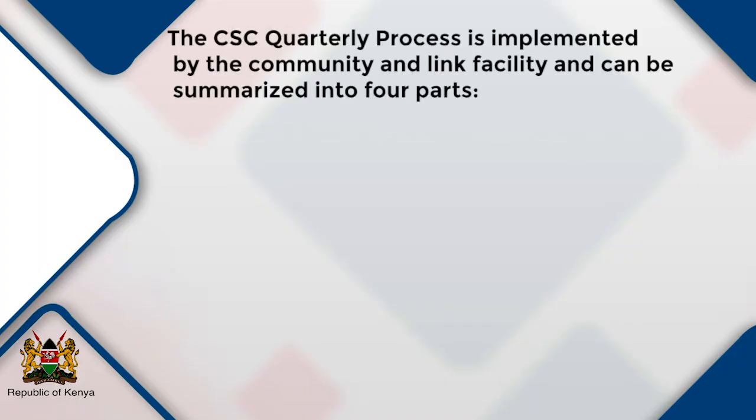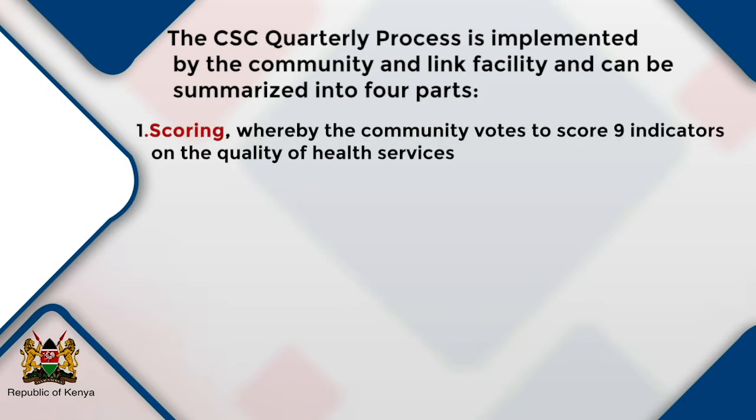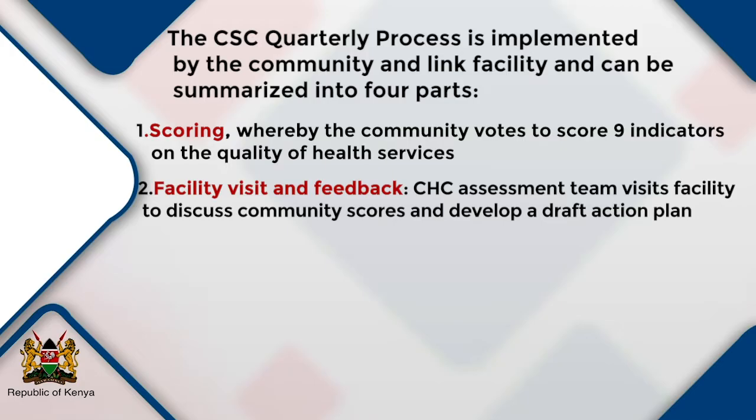The community scorecard quarterly process is implemented by the community and link facility and can be summarized into 4 parts. 1. Scoring. This is where the community votes to score 9 indicators on the quality of health services. 2. Facility visit and feedback. This is where CHC assessment teams visit facility to discuss community scores and develop draft action plan.